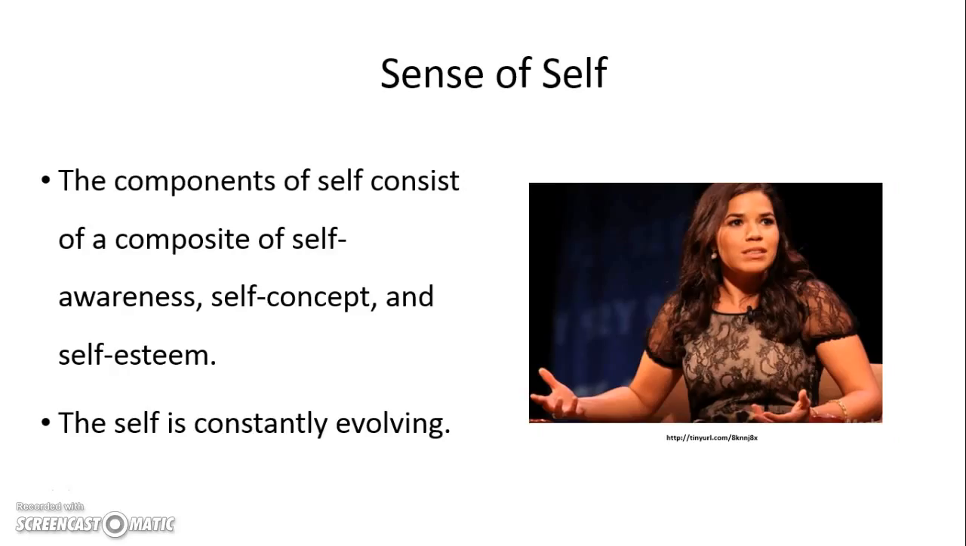First of all, we have to know what self is. The components of self consist of a composite of self-awareness, self-concept, and self-esteem. Now, keep in mind that yourself is constantly evolving. Who you were when you were a child is not who you are today. Who you are today is not who you will be 10 years from now. You are constantly evolving as new experiences and new identities are shaping who you are.